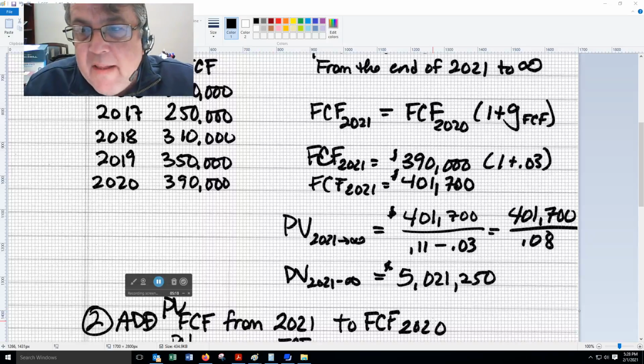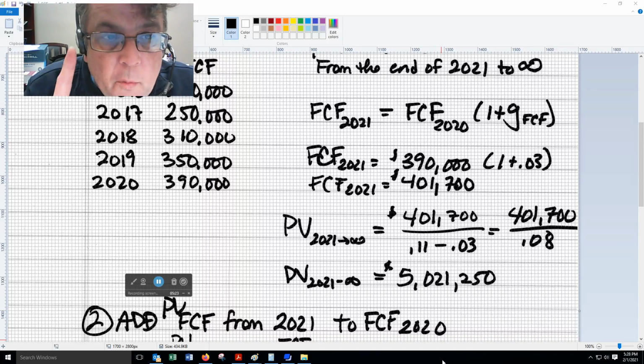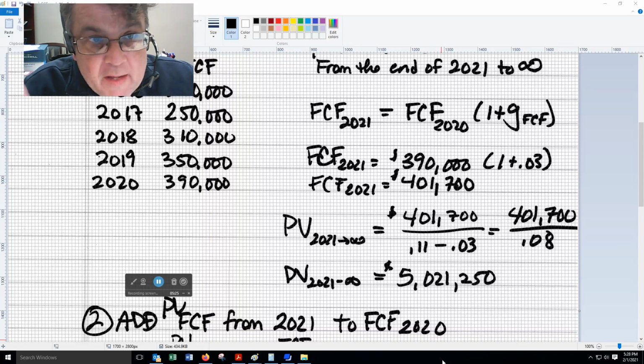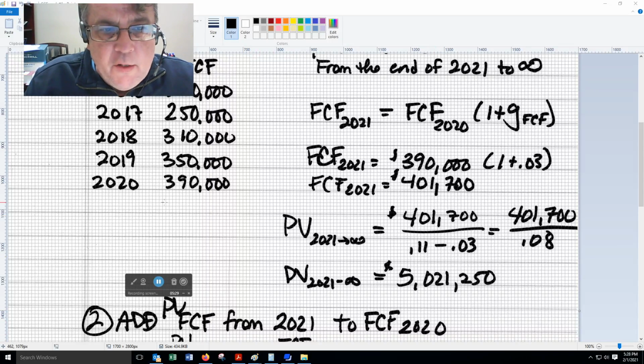And we have to multiply that free cash flow by 1 plus g, because here we're in the first year of that constant growth period. We don't have that data. If you look, we only had it to 2020. After this, these free cash flows are assumed to grow at a 3% rate.